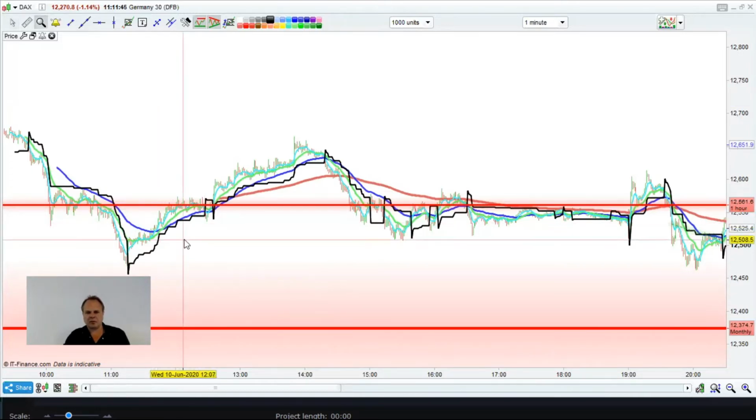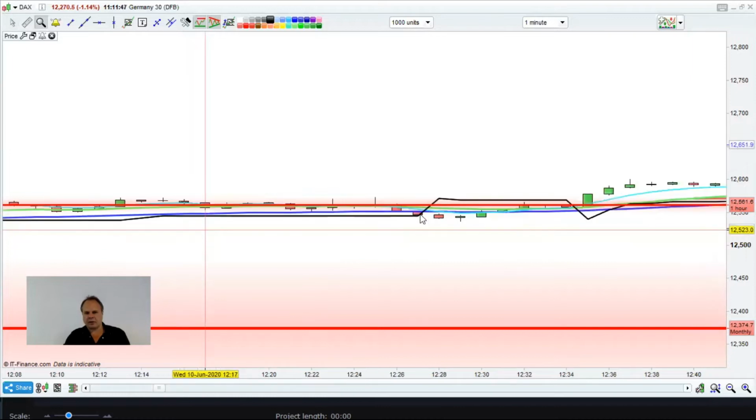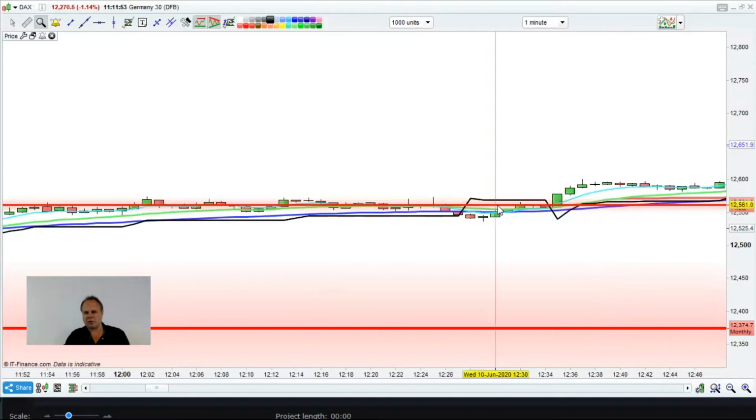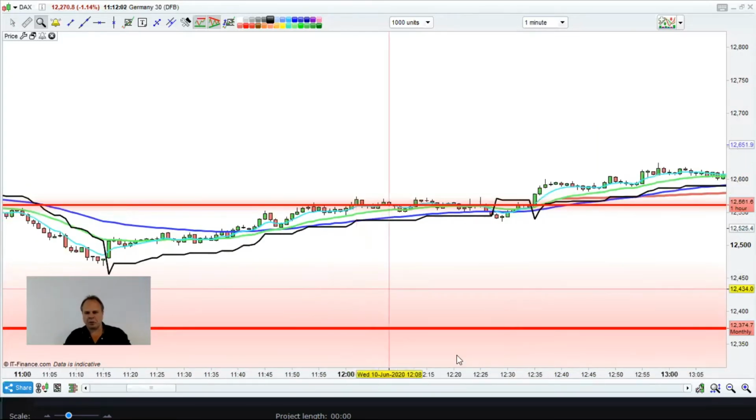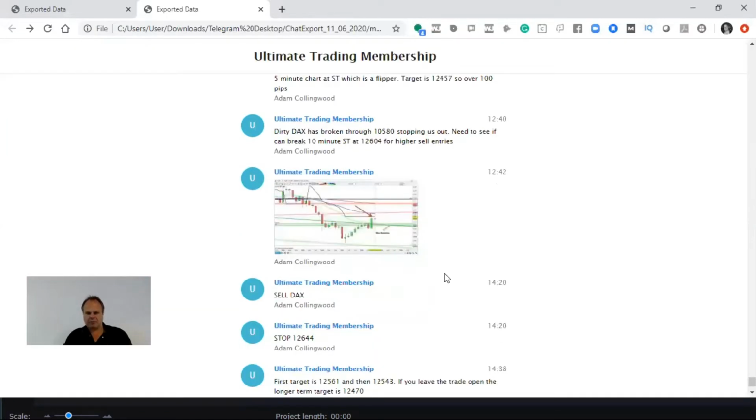The price came down and then went all the way back up and broke out through this level at 12,561. We lost 18 pips there, but the DAX had been at overbought levels. I was still looking for a sell entry, and we want to sell at a higher price, so we're going to get an even bigger reward there.